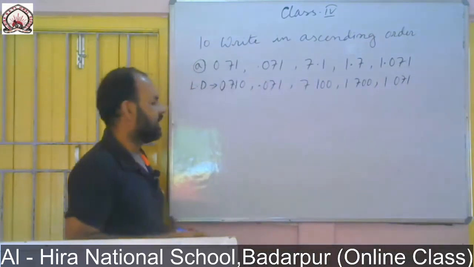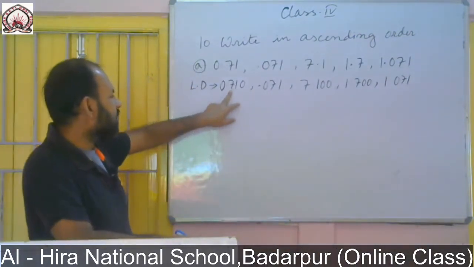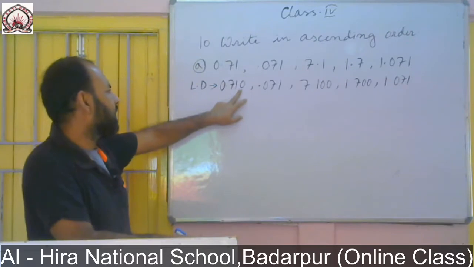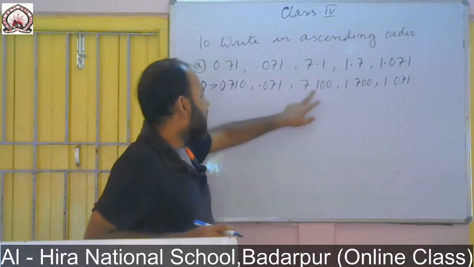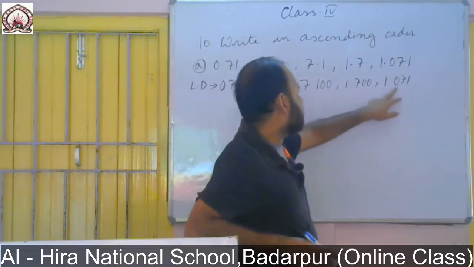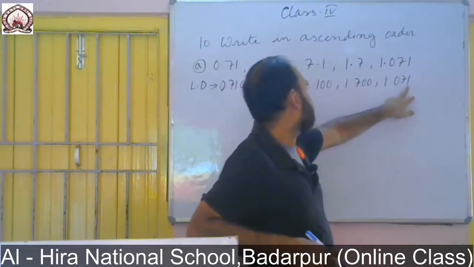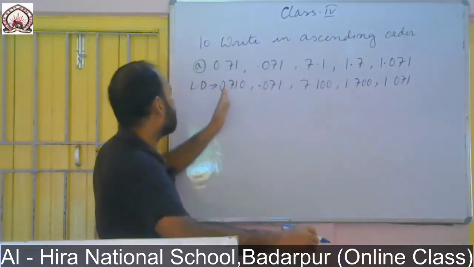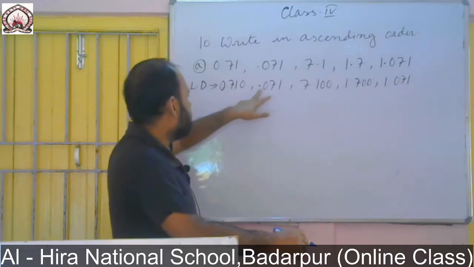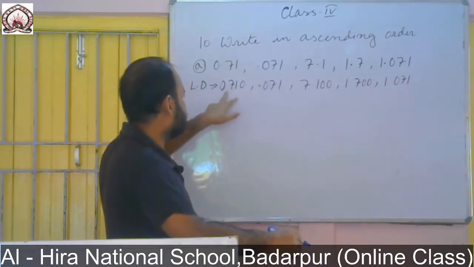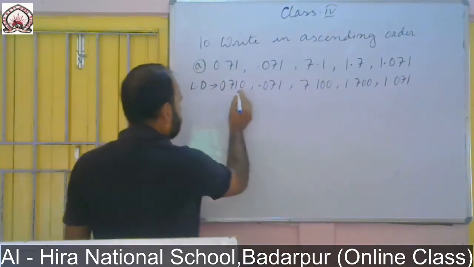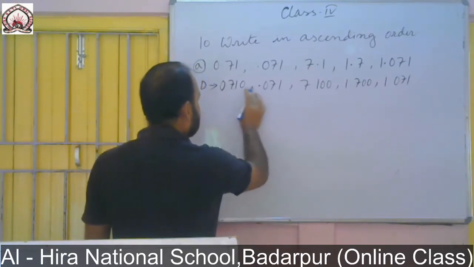Now we understand here 0.710, that means 710, here only 71, here 1700, here 7100, here 1071. So first we compare which numbers don't have an integral part. This one has no integral part, and these three have an integral part. So first we compare these two numbers, here 71 and here 710.